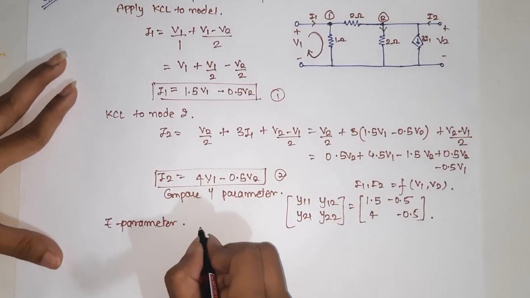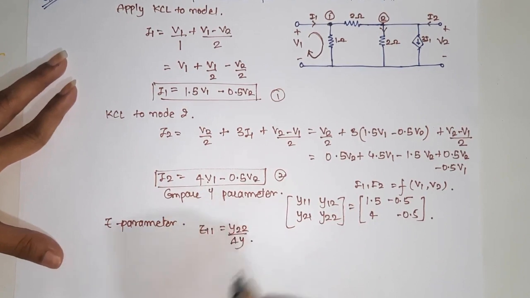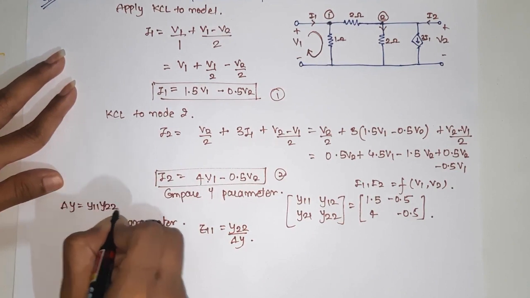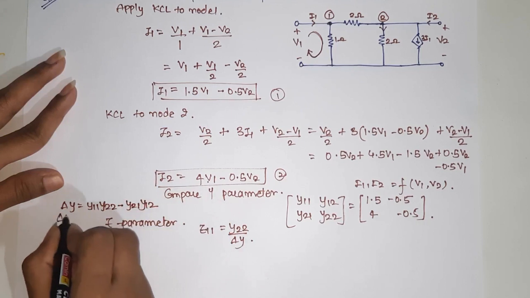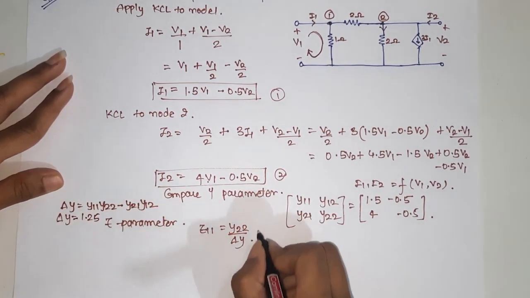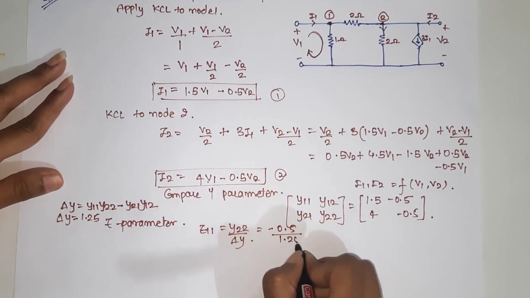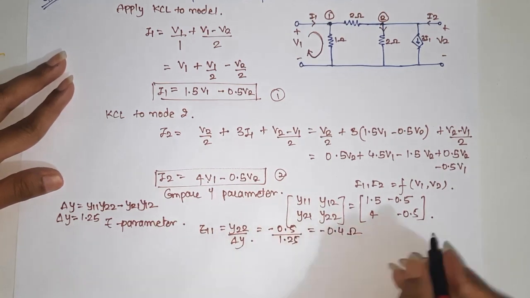So we can write what is z11, that is y22 by delta y. Correct. Now what is delta y? Delta y will be y11 y22 minus y21 y12. So the value of delta y that we get is 1.25. Fine. So on substituting the same, y22 is minus 0.5 upon 1.25. That comes out to be minus 0.4 ohms, right?